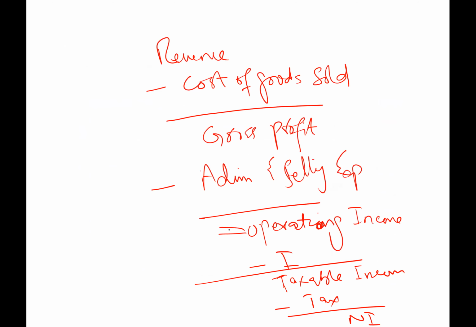The other name of this operating income is EBIT, which is the abbreviation of earning before interest and taxes. So after that, we subtract interest and taxes, then we get net earning. Or this is called earning before taxes, EBT. Right? So let's see that.